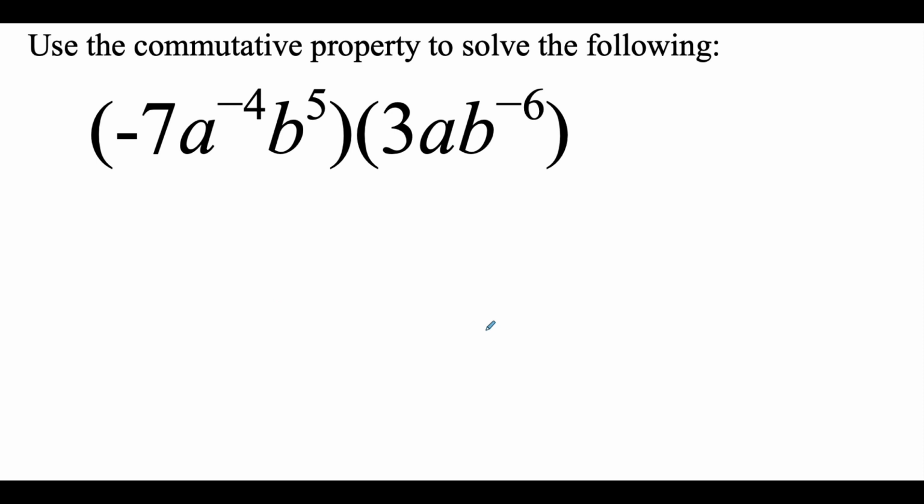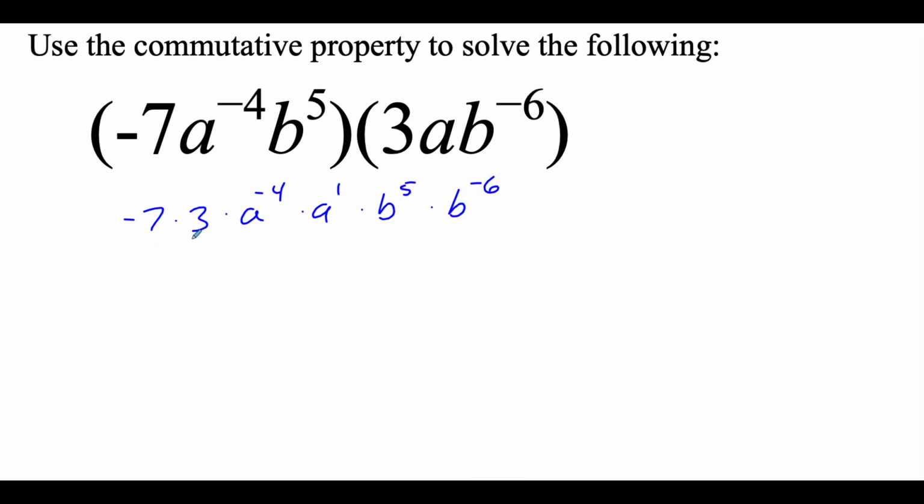For our last example, now we have 2 separate variables in there that we're dealing with, but I'm still going to use the commutative property to rearrange things so that I have the like things right next to each other. So I'm going to rewrite this as negative 7 times 3. Then I'm going to deal with those a variables, so a to the negative 4th times a. There's no power on this one, so I'm going to write it as a first power. And then we've got those b variables to deal with. So b to the 5th power and b to the negative 6th power.